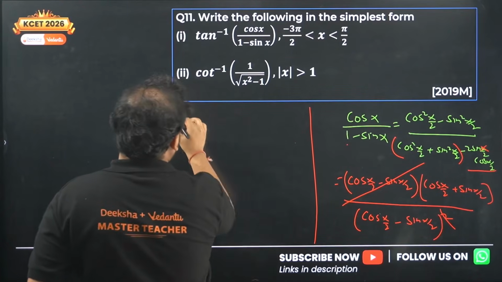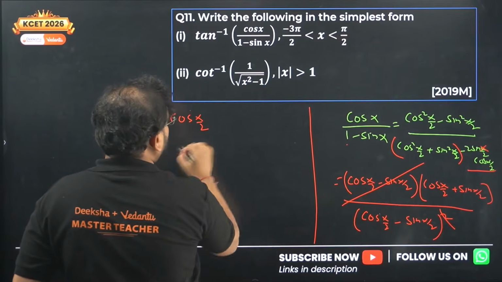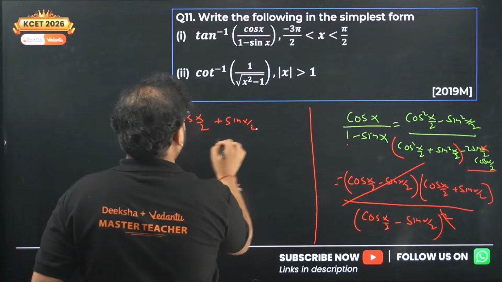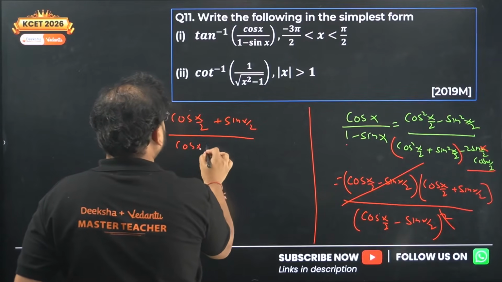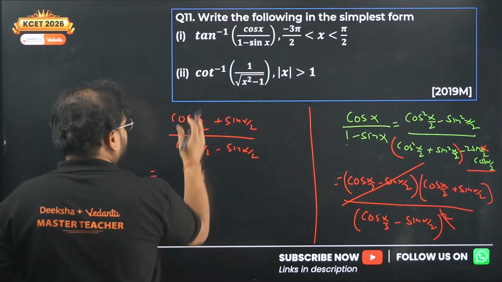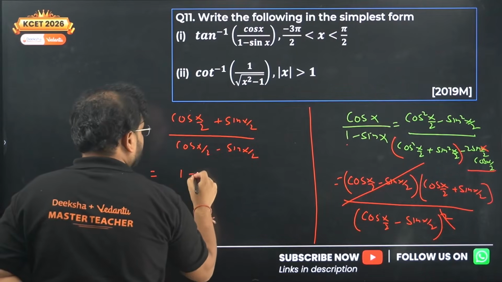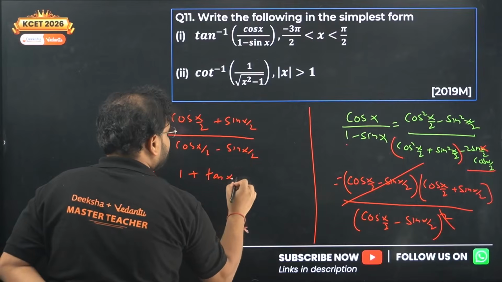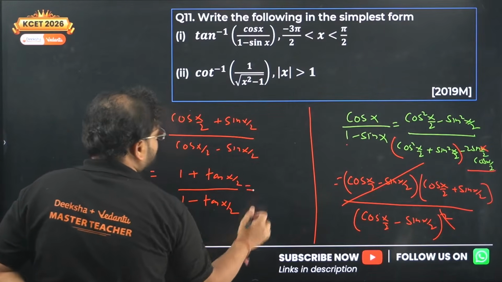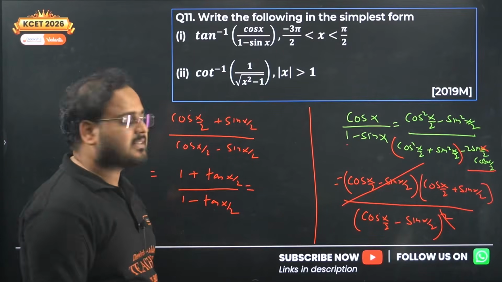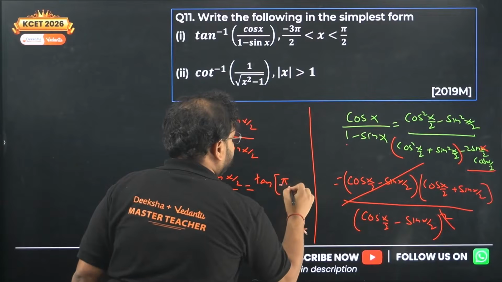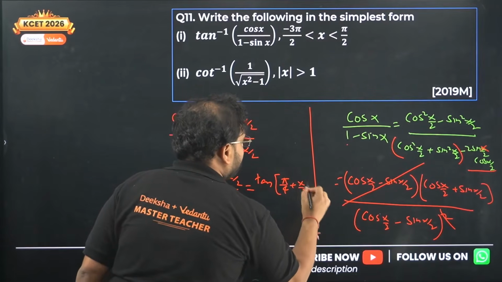This whole thing has become (cos x/2 + sin x/2) upon (cos x/2 − sin x/2). Divide by cos on both sides. You'll get it both up and down: (1 + tan x/2) upon (1 − tan x/2). Do you know the formula of this? Yes. This is nothing but tan of (pi/4 + x/2).